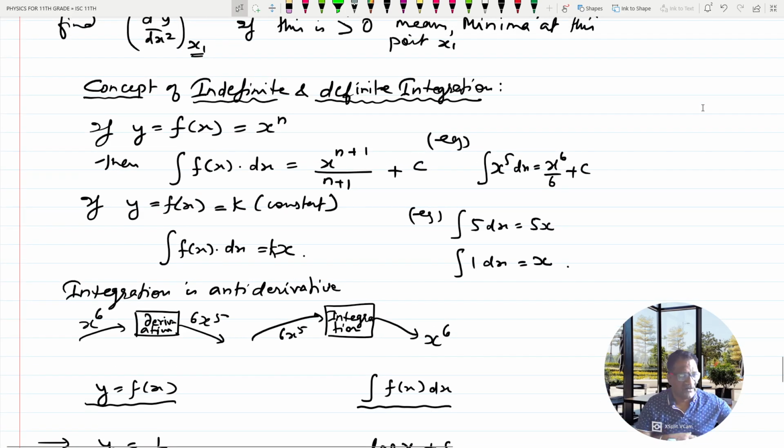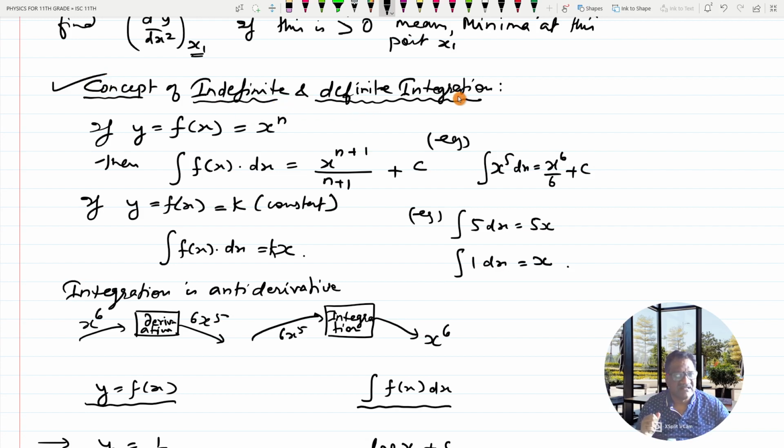Now here also, as I told you, when you do mathematics in detail, you will be understanding the concepts, and there will be a lot of problems also to get the real meaning and practice of these concepts. So here I am just trying to bring to your notice that these are the mathematical concepts which are going to be used in physics every now and then. So you have to be very familiar with these concepts. Coming to the next concept, the concept of indefinite and definite integration.